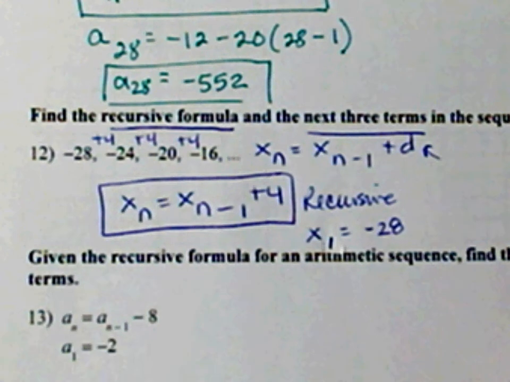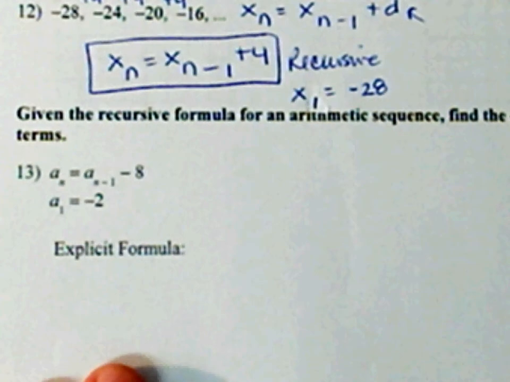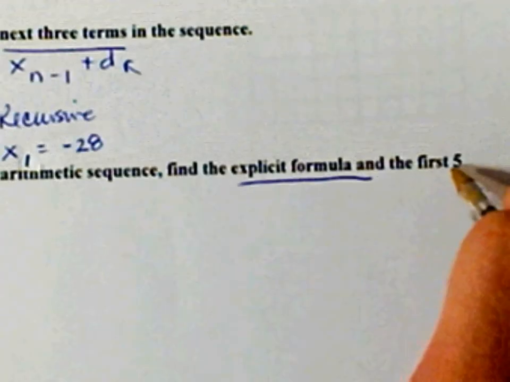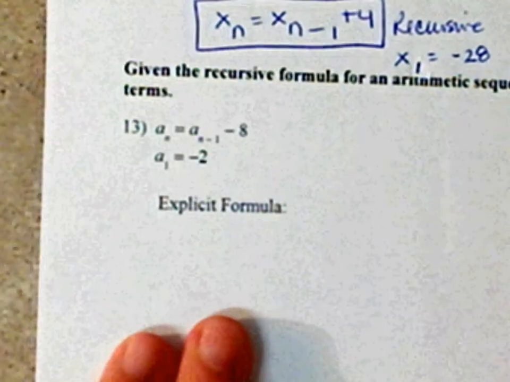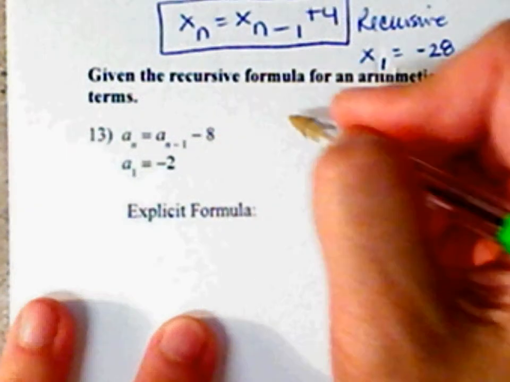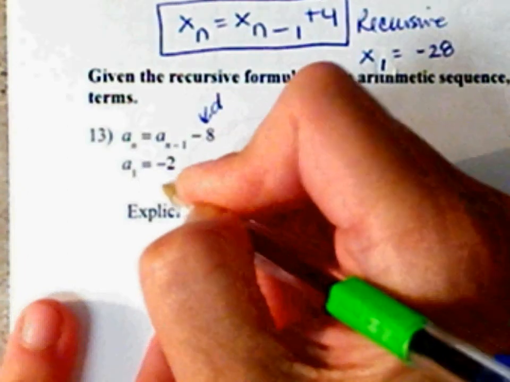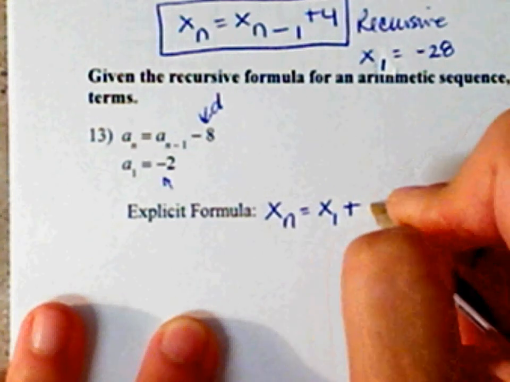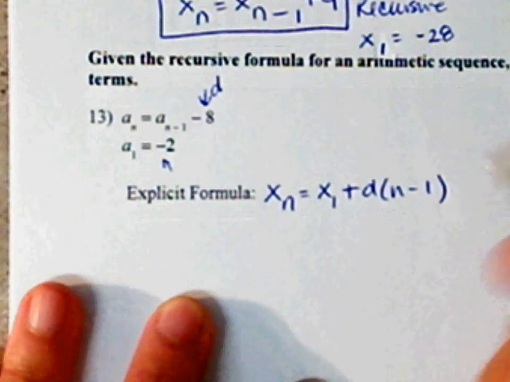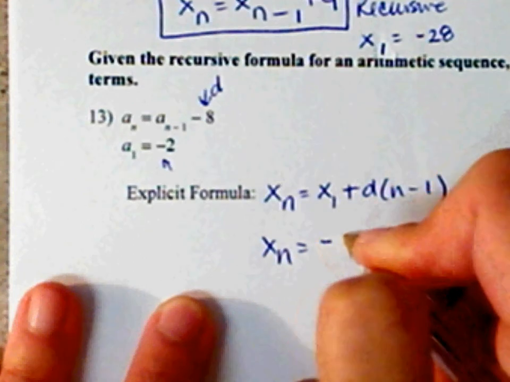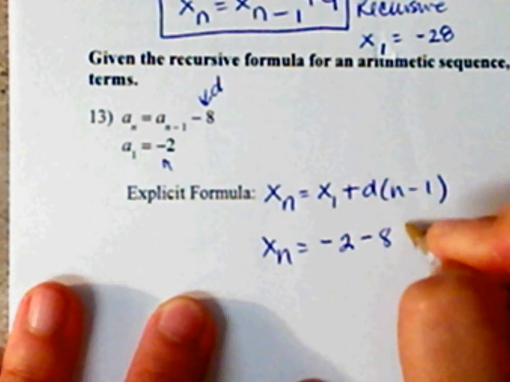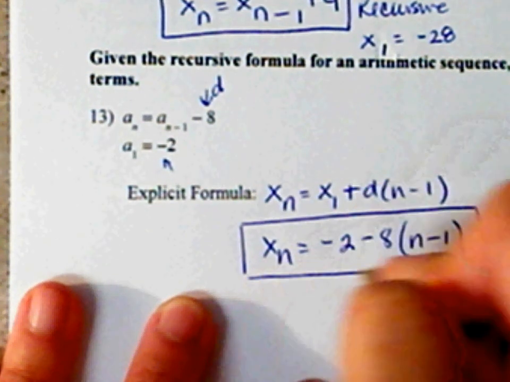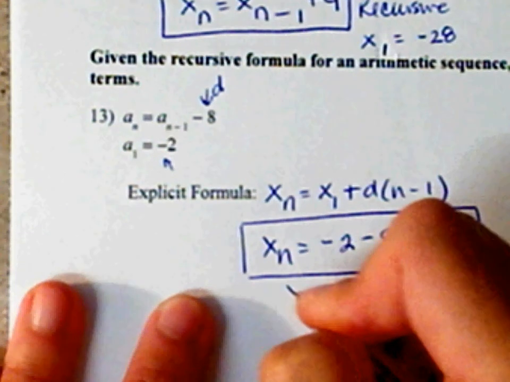Number 13. It says, given the recursive, find the explicit formula and the first 5 terms. Okay? Let's take a look. What is the explicit formula? Well, here's your d, and there's your first term. So explicit formula looks like this: x1 plus d times n minus 1. Plug it in. x of n is equal to, what's your first term? Negative 2 plus your d, which is negative 8, times n minus 1. And there you have your explicit formula. And your first term has already been given. There you go.